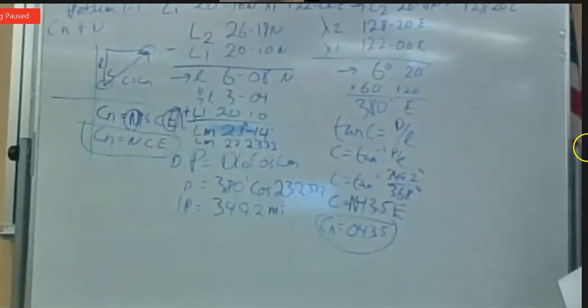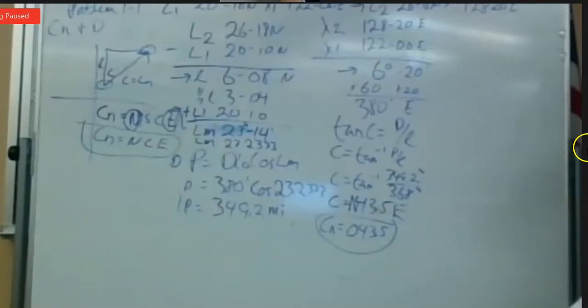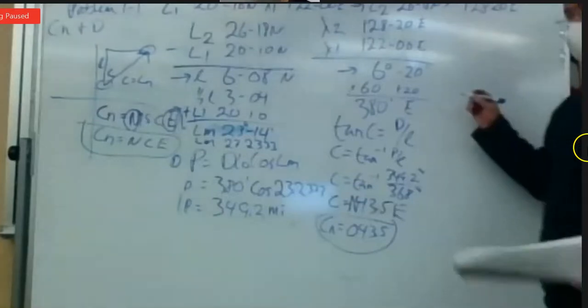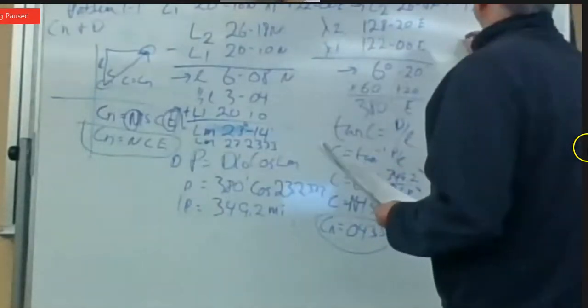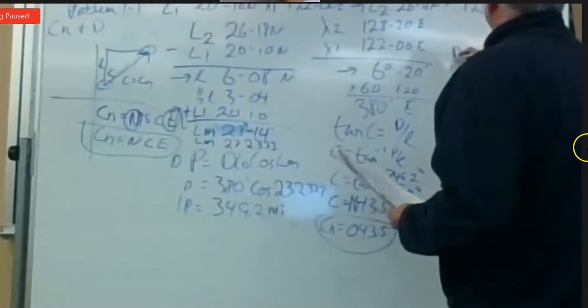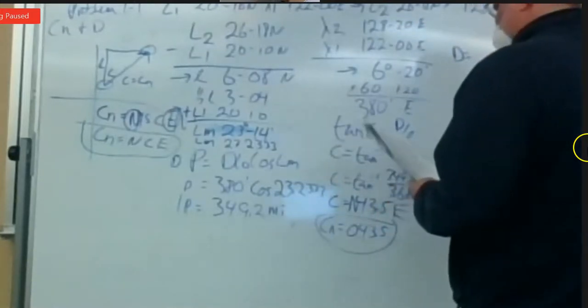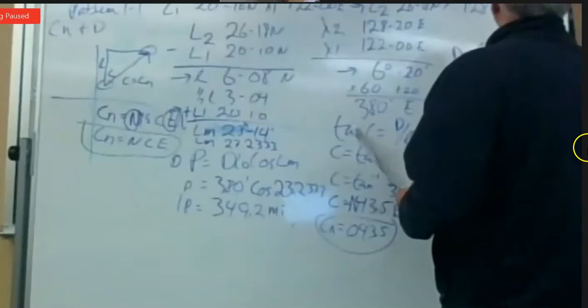Did you get D yet? We did not do D yet. How do I know we didn't do D yet? Because I don't have it up here. How do I get D, Patrick? L over cosine C. Now I do the third formula. Okay, so what's the third formula? Third formula is D equals L secant C.